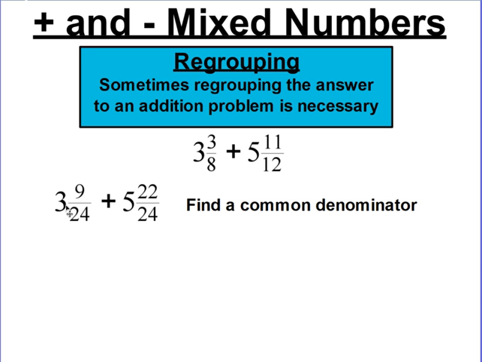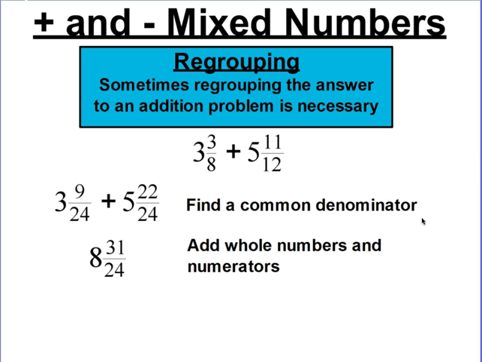Now I'm going to add. 3 plus 5 is 8, and 9 plus 22 is 31. So if you notice, there's something wrong with this mixed number. The numerator is larger than the denominator, and we can't leave it that way. It's not in simplest form. Okay? So what we have to do is figure out a way to make this a proper fraction, showing the same value for the entire mixed number.